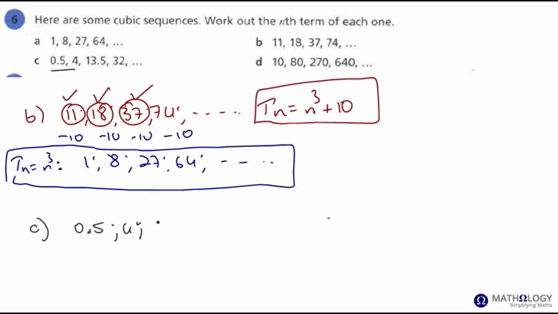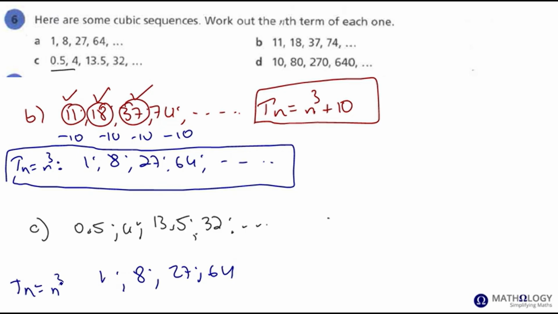0.5, 4, 13.5, 32. Now, they tell us that it's a cubic sequence, so we don't have to do anything other than compare it to the cubic sequence. 1, 8, 27, 64. So the nth term is n cubed for the sequence here. We now need to compare our sequence to the cube sequence of natural numbers. So a half to 1, 4 to 8, 13 and a half to 27, 32 to 64.